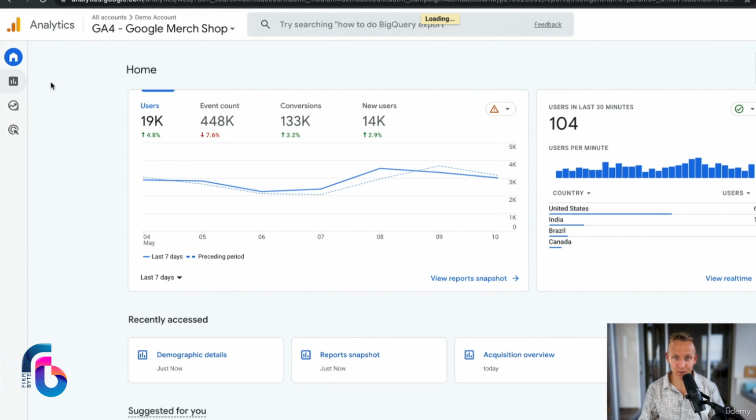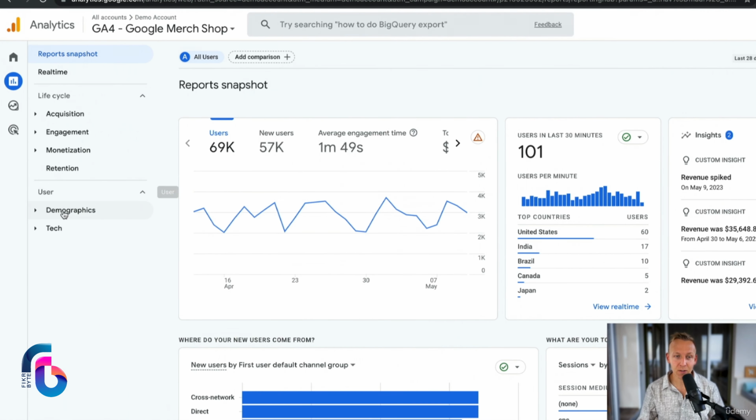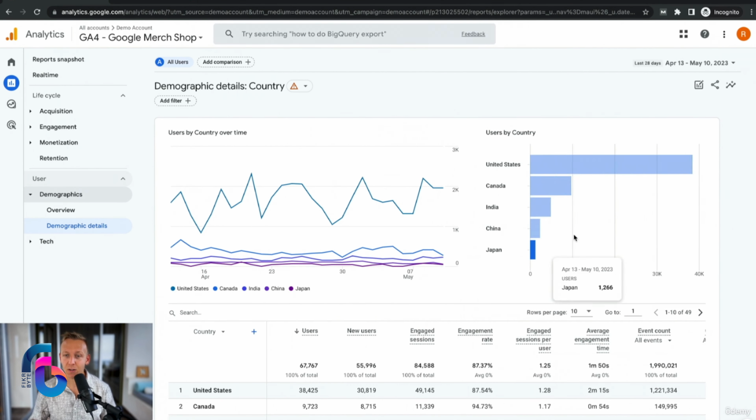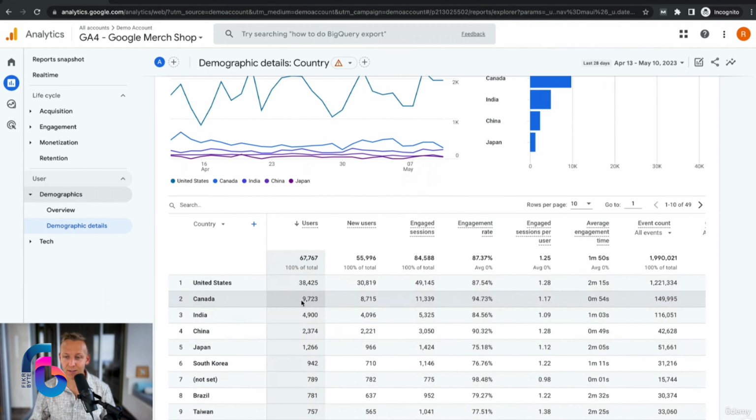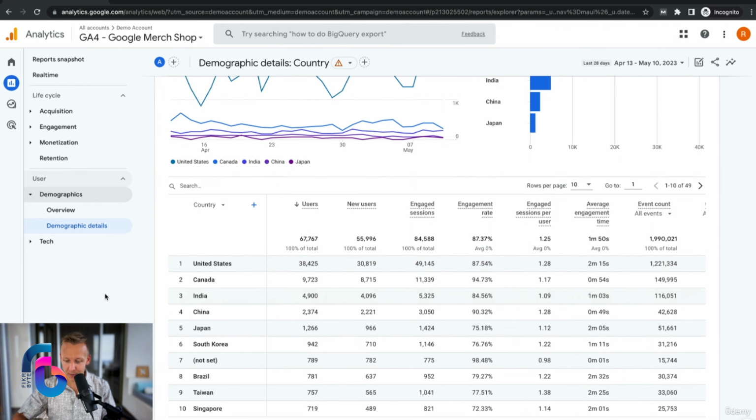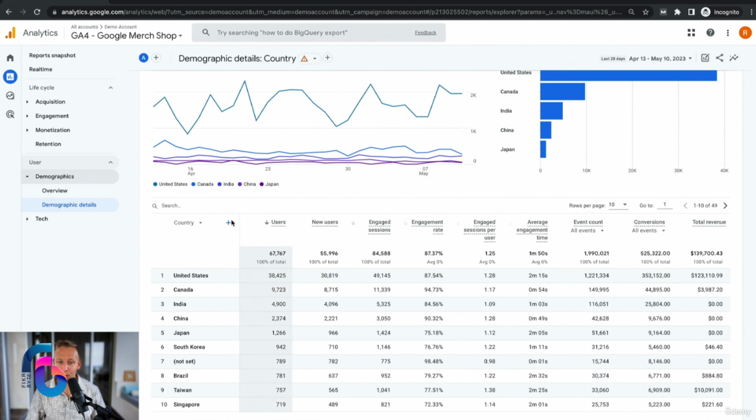Now, in order to find the location of our users, we're going to go to the left and click on Reports, and then go down to User, Demographics, and Demographic Details. While you get the charts up here, it gets really interesting when we scroll down, zoom out, and start looking at this more in-depth information, where we can see which country is getting how much traffic, how many of them are new users, what the engagement is, and how much total revenue they are making.